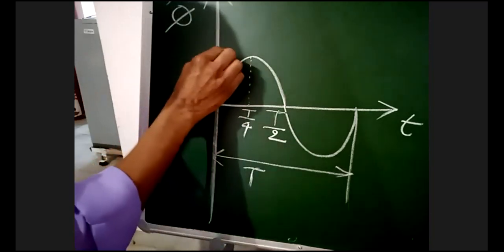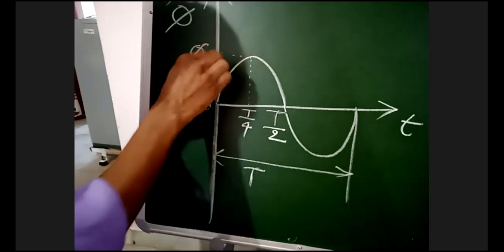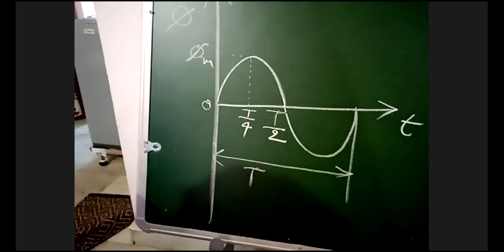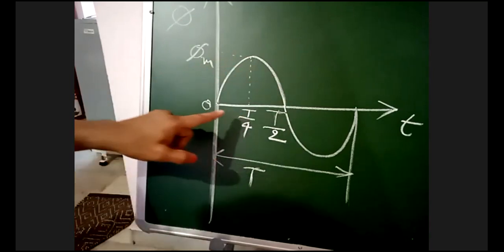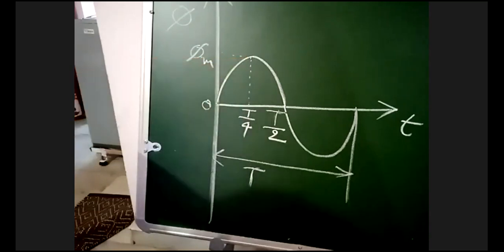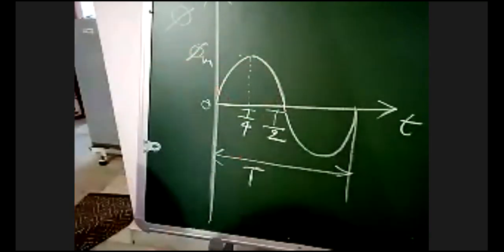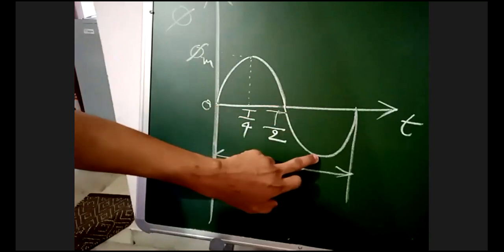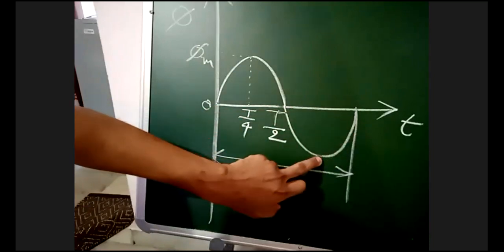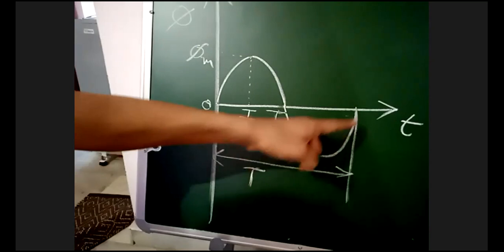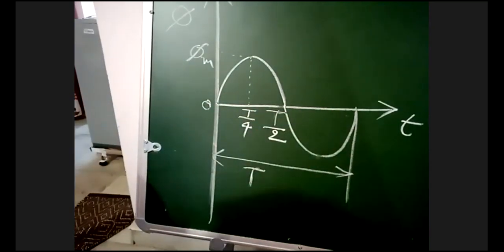Let us take maximum flux occurs at 90 degrees, that is T by 4. At T by 4 we are getting maximum flux. Again it is coming to 0. From 0 to T by 4, flux is varying from 0 to maximum. From T by 4 to T by 2, the flux decreases from maximum to 0. Again from 0 to negative maximum, and negative maximum to 0.